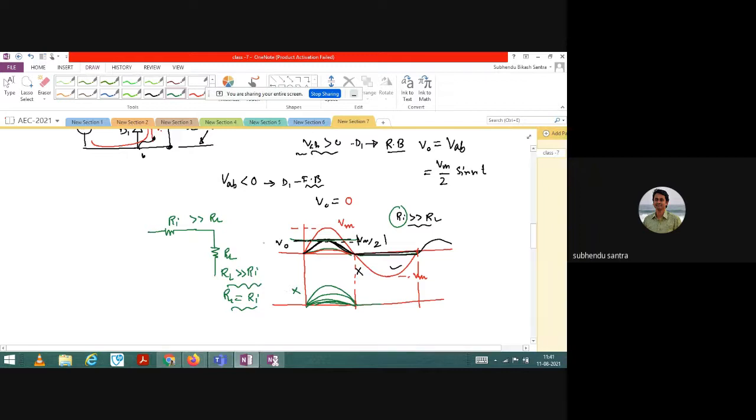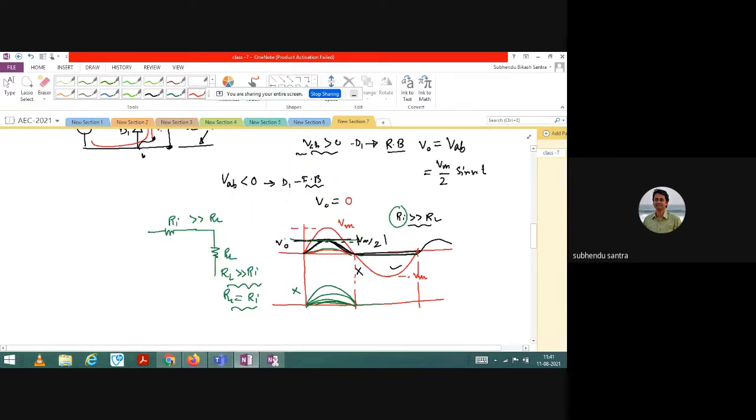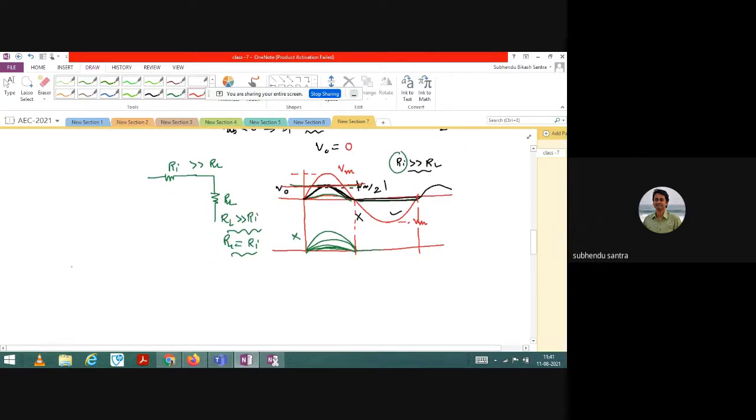Intentionally, some of the examiners do one thing to test whether you know this phenomenon or not. They give this kind of question, and also they ask about the transfer characteristics. So let us draw the transfer characteristics for that.